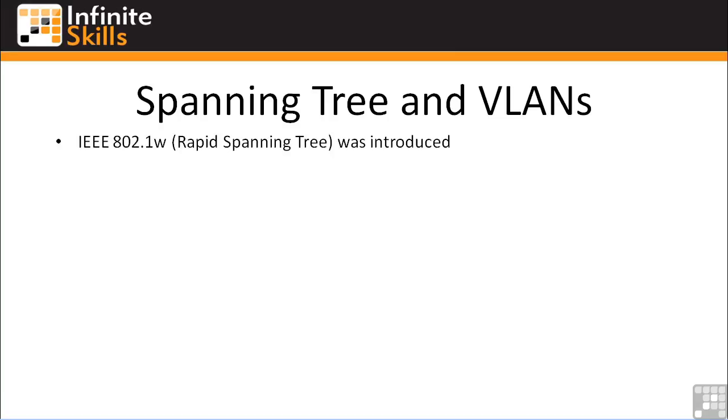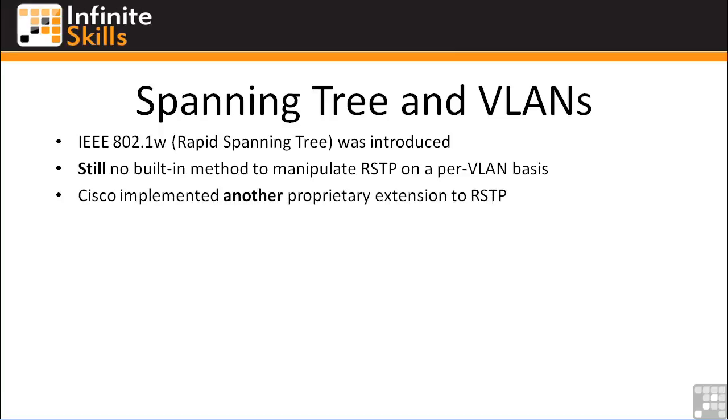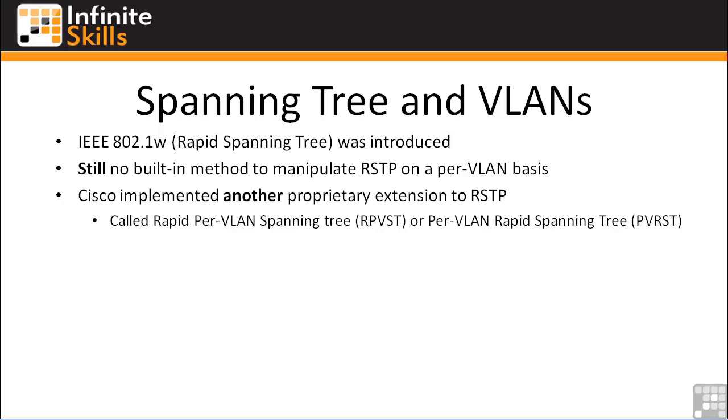So then Rapid Spanning Tree came along. The IEEE ratified the 802.1w standard for Rapid Spanning Tree, and surprise, surprise, there's still no built-in method to manipulate Rapid Spanning Tree on a per VLAN basis. In response to this, Cisco implemented yet another proprietary extension to Rapid Spanning Tree. You probably know what the name is.